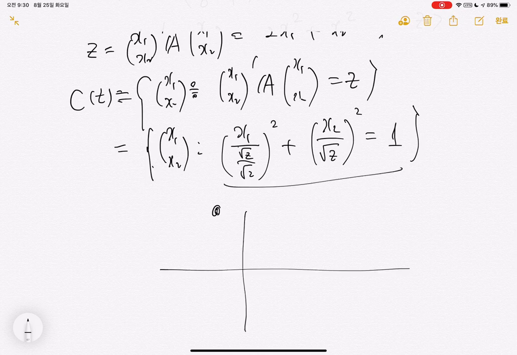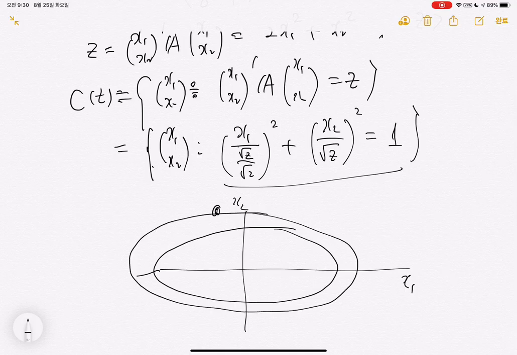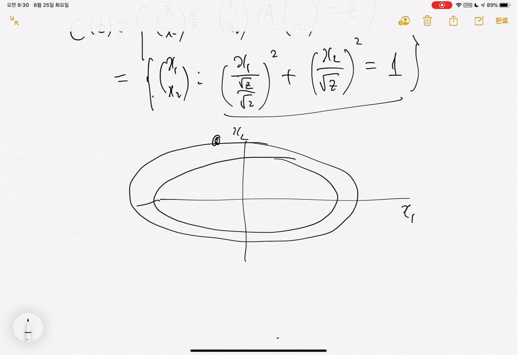This is an ellipse, and here, this is your x1, this is your x2, and it's an ellipse, right? So from this exercise, you can see that a positive definite matrix creates an ellipse. If z increases, then the ellipse has a bigger shape. If z is smaller, then the ellipse has a smaller shape, but it's an ellipse.